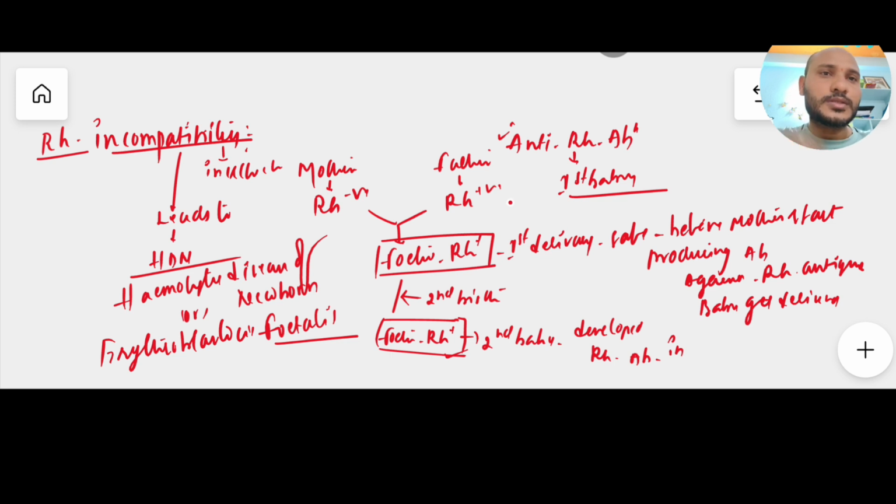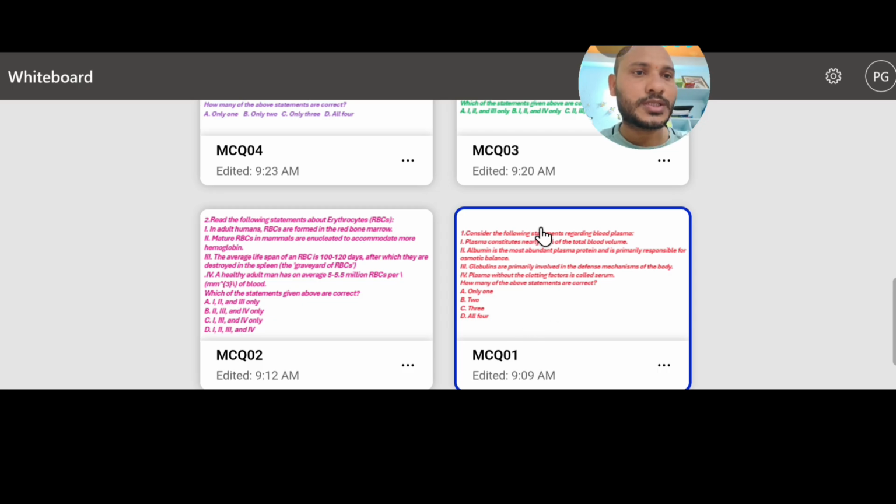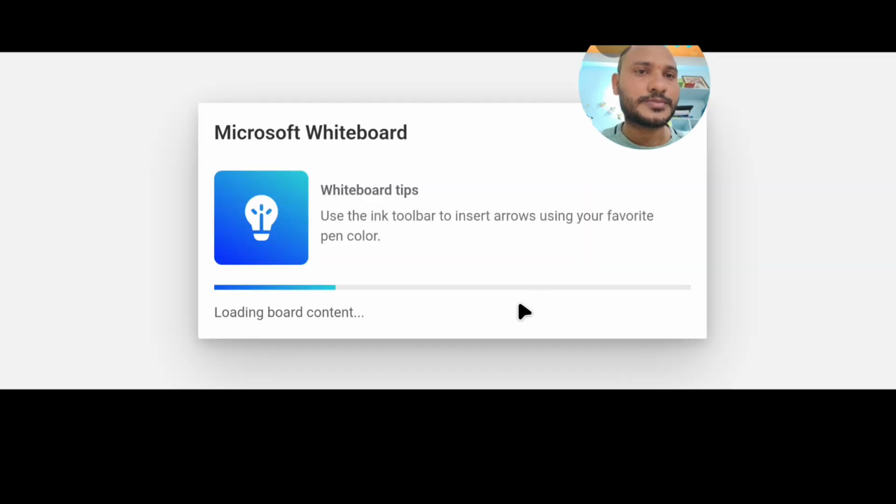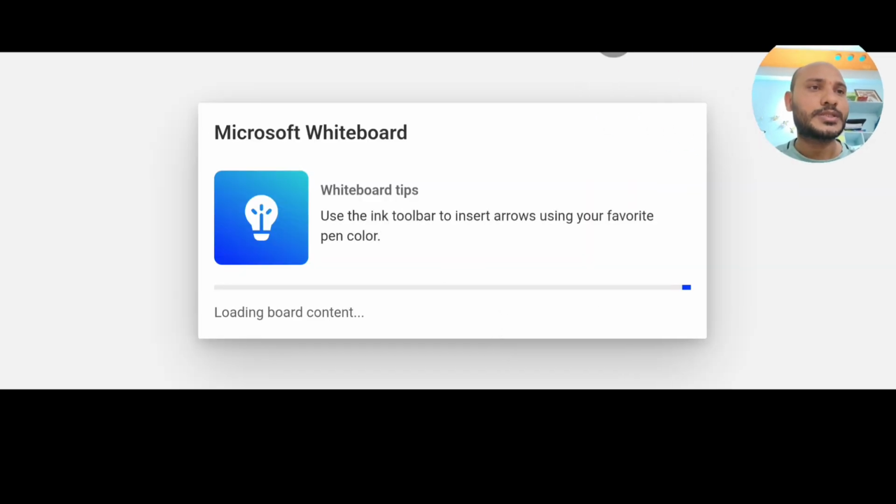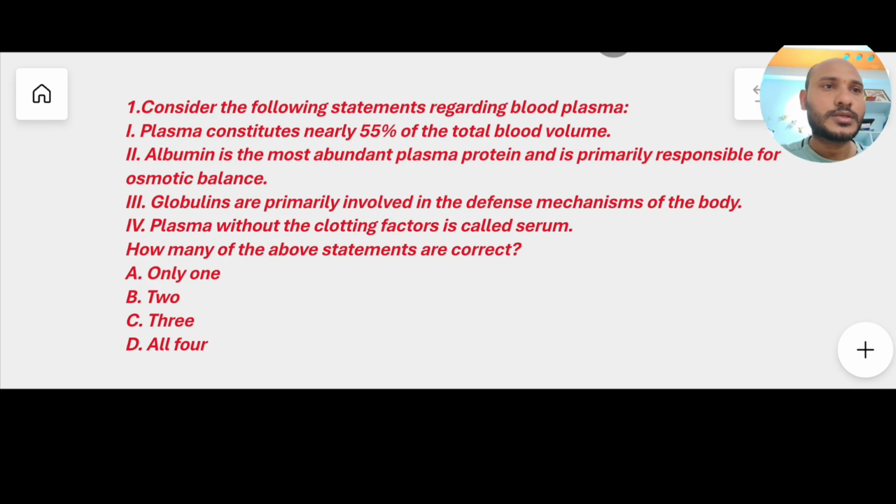So this is on the comment box. Here you go with MCQ 1. First MCQ: Consider the following statement regarding the blood plasma. Here there are four options, so read those four options and say how many of the above statements are correct.